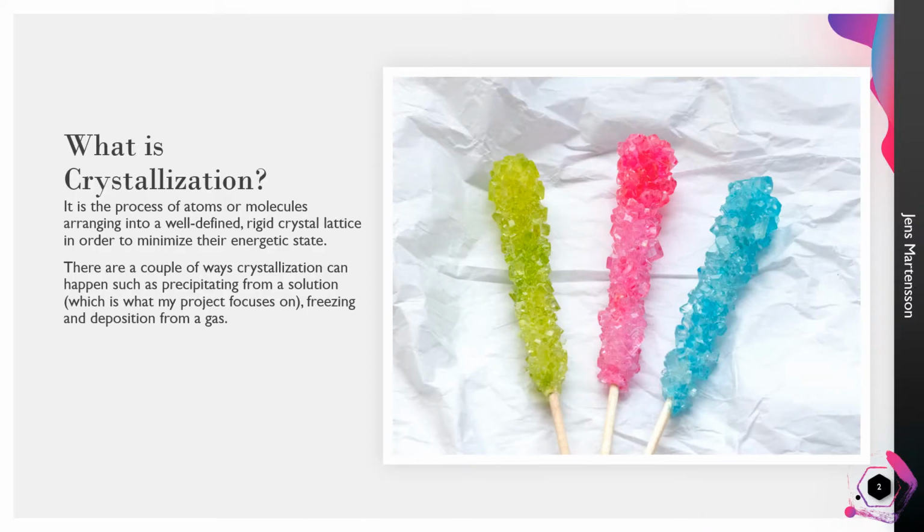So for my project, I wanted to show the process of crystallization, and to make my 3D model, I went with making rock candy. And so what is crystallization? It is the process of atoms or molecules arranging into a well-defined rigid crystal lattice in order to minimize their energetic state. There are a couple of ways crystallization can happen, such as precipitating from a solution, which is what my project will focus on, freezing, and then deposition from a gas, which is not that common.